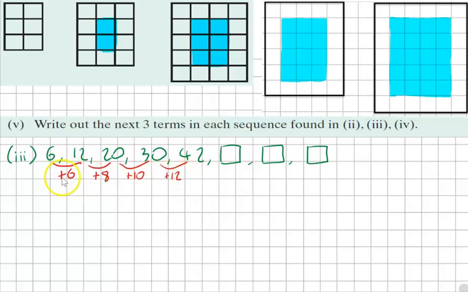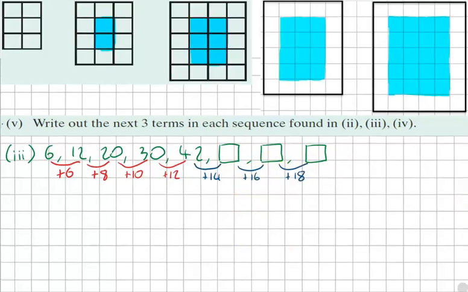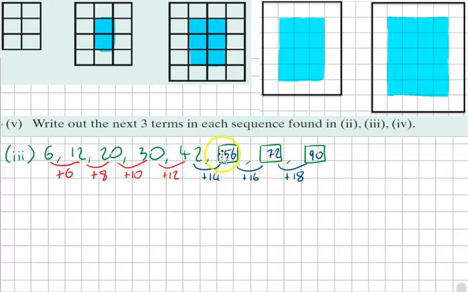So we have a look at the pattern and the differences. So it's +6, then +8, then +10, then +12. So then we'll have +14, +16, +18. And 42 plus 14 will give us 56, plus 16 will give us 72, plus 18 will give us 90.